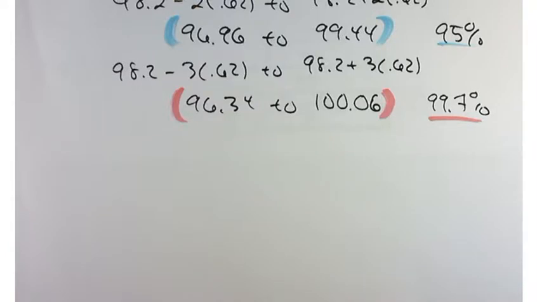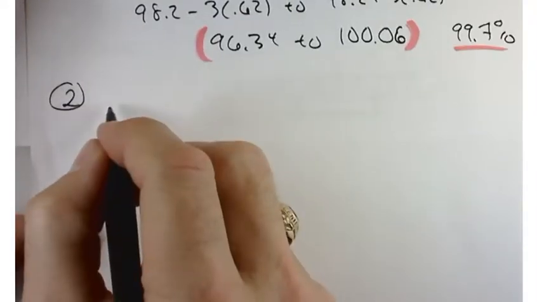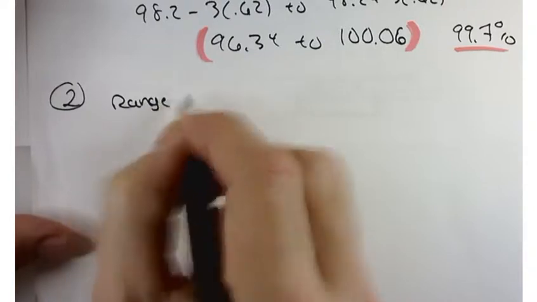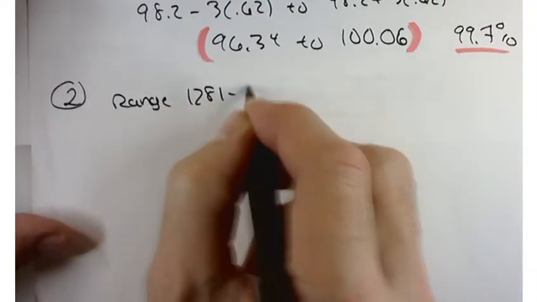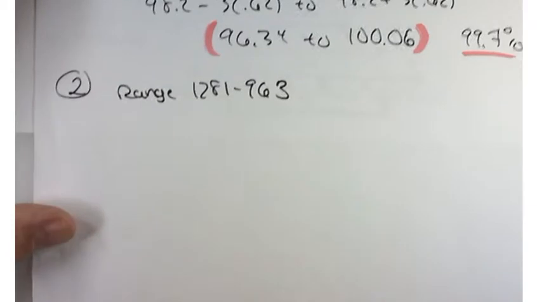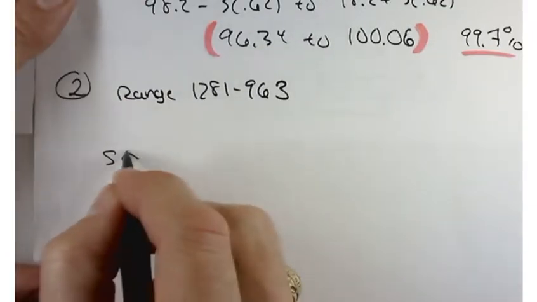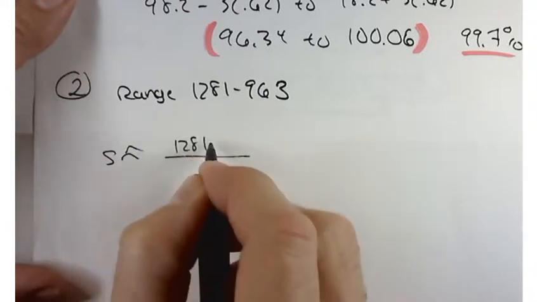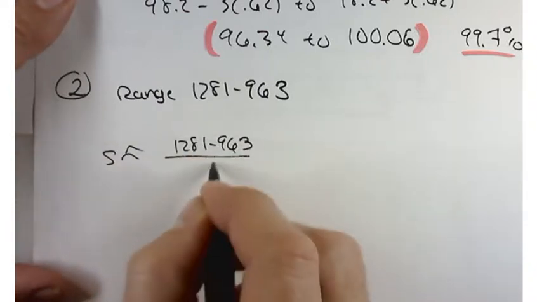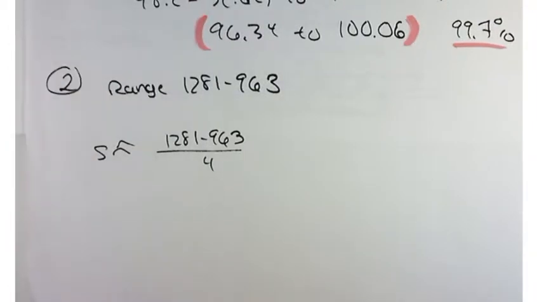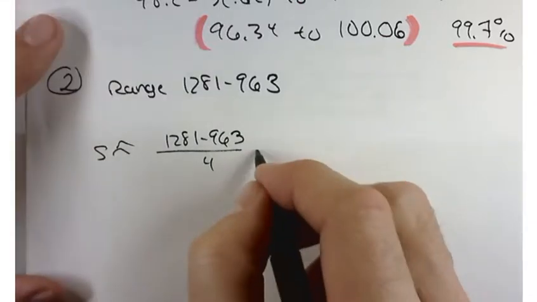This is problem 2. So the range is 1281 minus 963. Then I can approximate S this way: 1281 minus 963, divided by 4. And that should be an approximation to the standard deviation. 79.5. So 79.5.